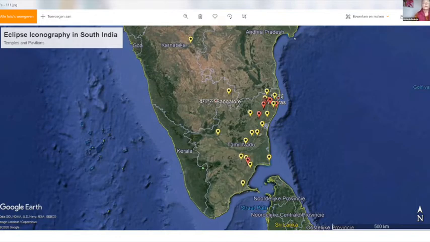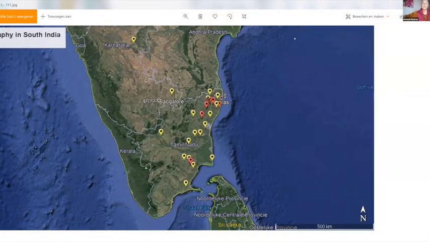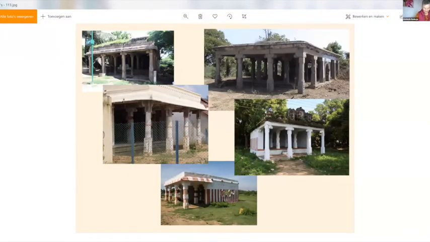So they are found in standalone pavilions. These are some of the pavilions. You can see them, they stand in the landscape, and they have sometimes 4 by 6 pillars or 4 by 4 pillars. Sometimes they are partly covered, sometimes they are open.